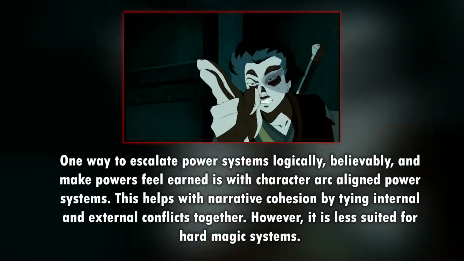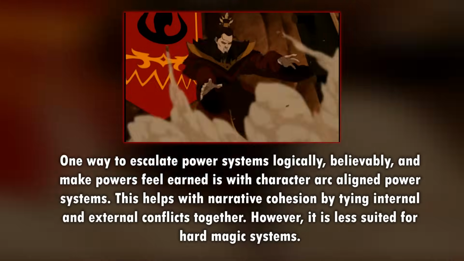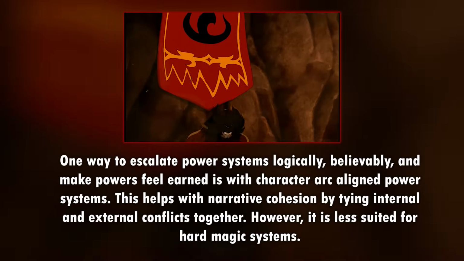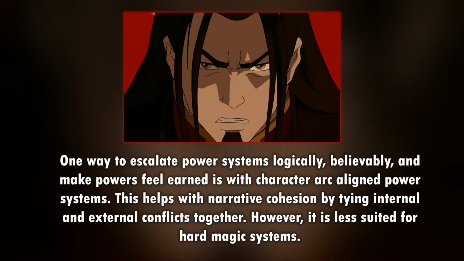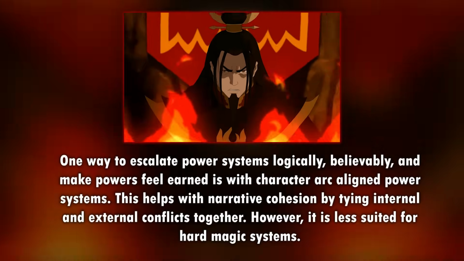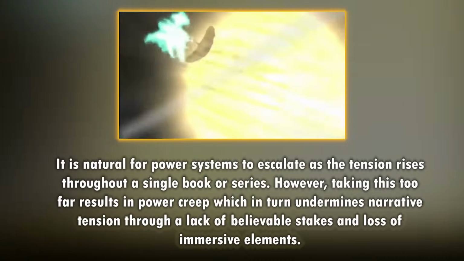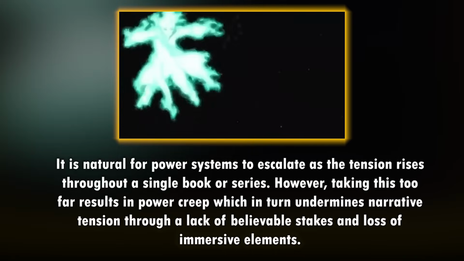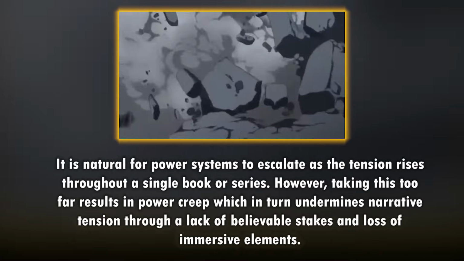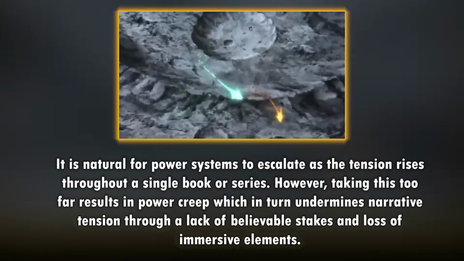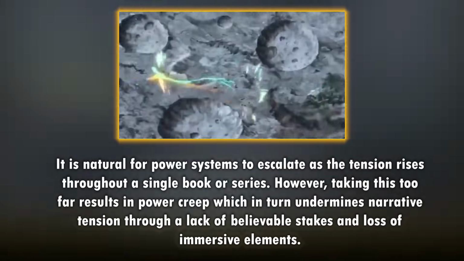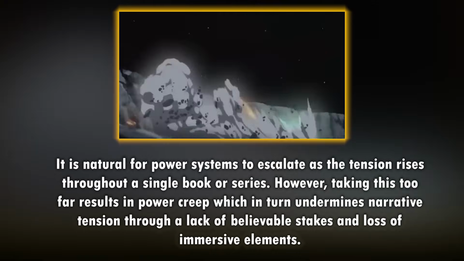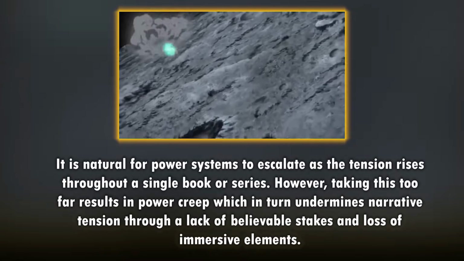So, to summarize all of these points: 1. One way to escalate power systems logically, believably, and make powers feel earned is with character arc-aligned power systems. This helps with narrative cohesion by tying internal and external conflicts together, however, it is less suited for hard magic systems. 2. It is natural for power systems to escalate as the tension rises throughout a single book or a series, however, taking this too far results in power creep, which in turn undermines narrative tension through a lack of believable stakes and a loss of immersive elements.